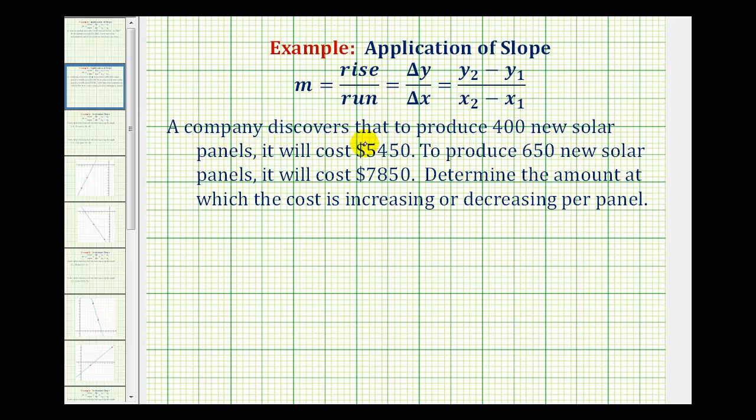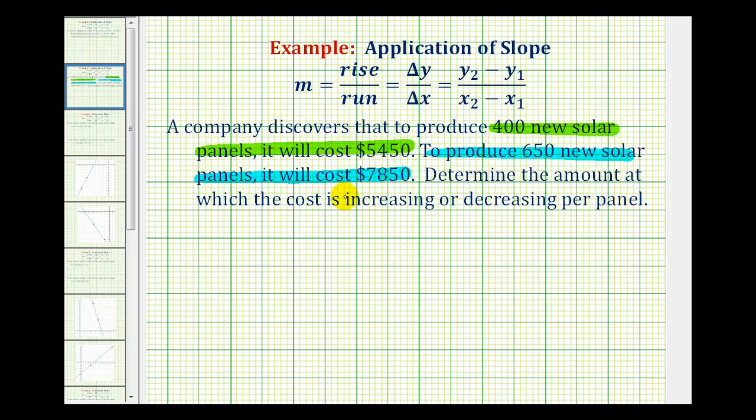A company discovers that to produce 400 new solar panels, it will cost $5,450. To produce 650 new panels, it will cost $7,850. We want to determine the amount at which the cost is increasing or decreasing per panel.